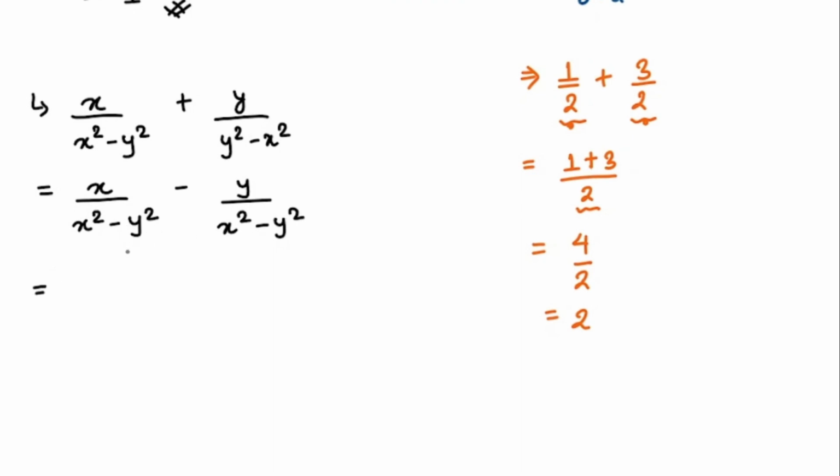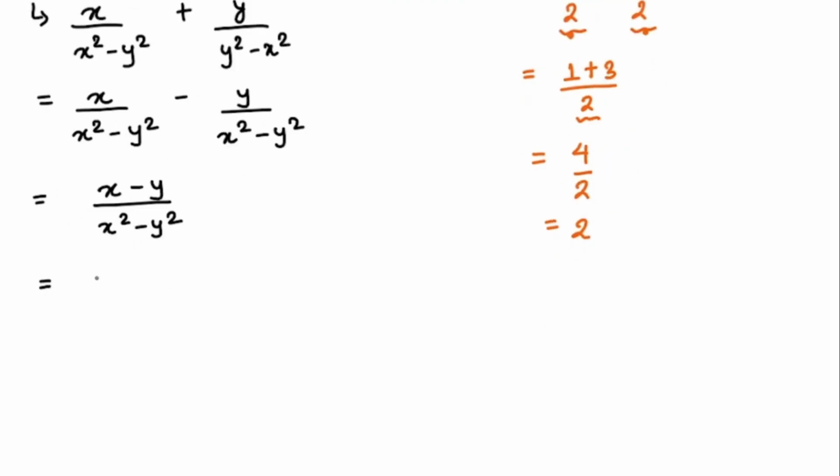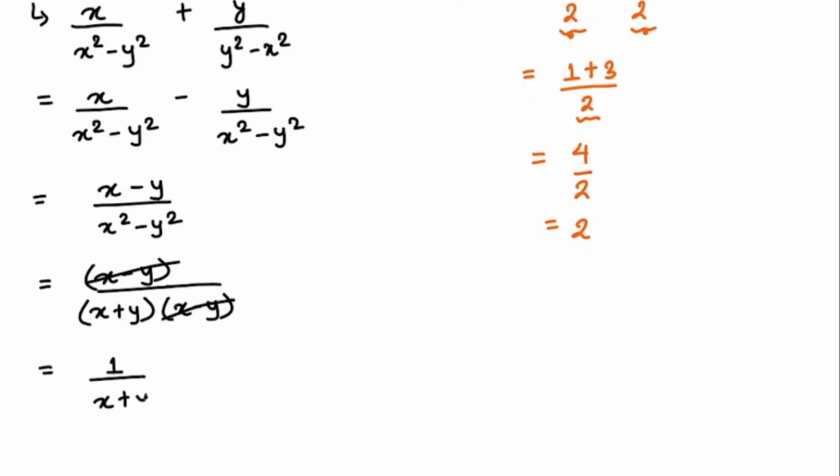Now we can subtract these two fractions, so we'll get x minus y divided by x square minus y square, equals, we have x minus y, and we know that x square minus y square is x plus y, x minus y. So we are just using the formula of a square minus b square, which is a plus b and a minus b. Now we can cancel these x minus y, right? So I'm going to cancel them. And then we have our answer 1 divided by x plus y.